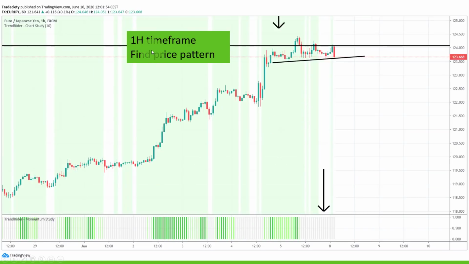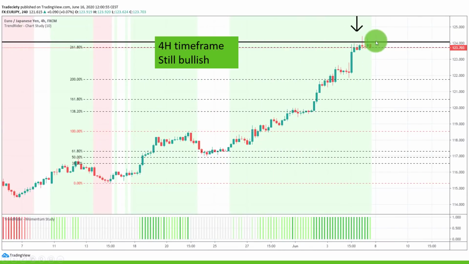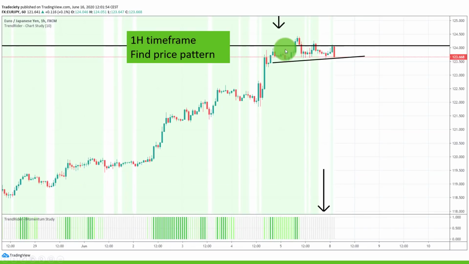Now we are on the 1-hour time frame, still the same setup, still the same point in time as we left off on the daily time frame. So here's the pin bar. This is how the pin bar looks on the 4-hour. This is how the pin bar looks on the 1-hour. And on the 1-hour, we can find a very nice pattern. And that is the key.